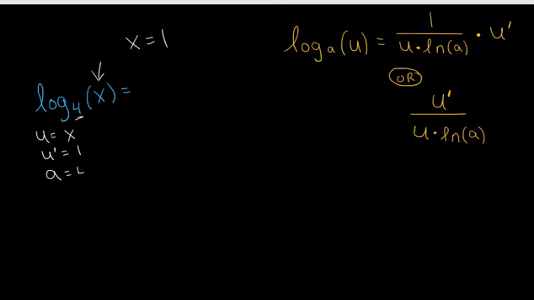I want to use the formula in the top. We can do both versions to show what the end result is. So it looks like there's a 1 in the numerator, and then we have u, which is x, times, you write ln, you do a parentheses, and then you put the 4 in there. That little tiny number in the bottom is called a subscript.